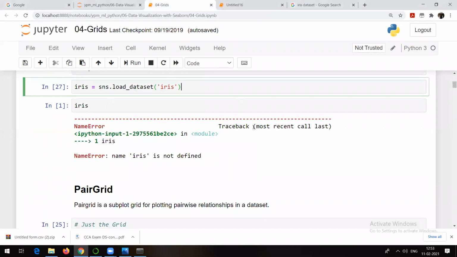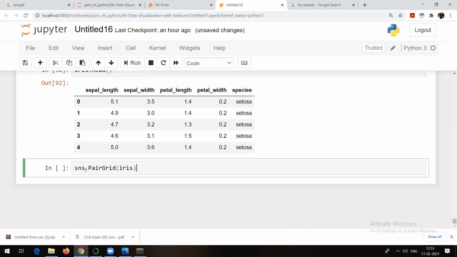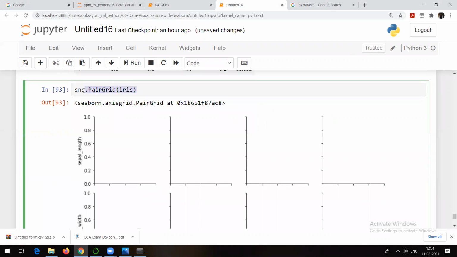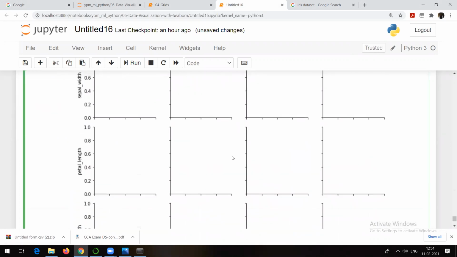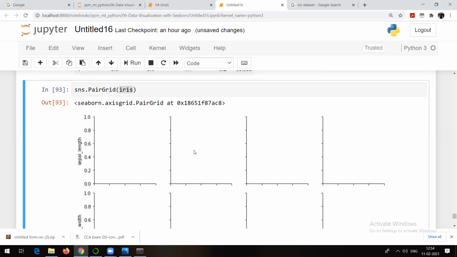As we want to understand something called grids, that's why we have imported it. There is something called pair grids. sns.PairGrid is going to create the grids, the places where you can plot the graph. See, it has created the pair grid for iris. If you try to understand how many places it has created: 1, 2, 3, 4, 5, 6, 7, 8, and 8 more. That means 16 places it has created. If I click, see, 16 places are there.